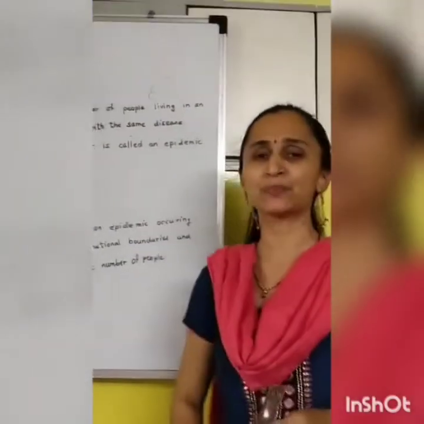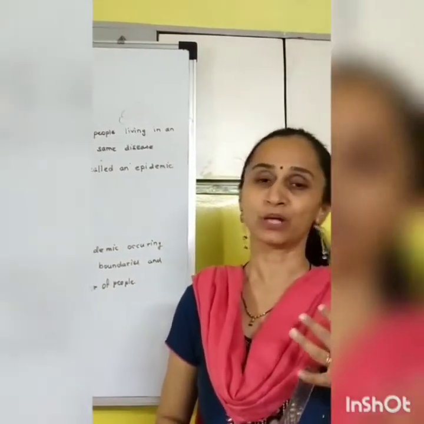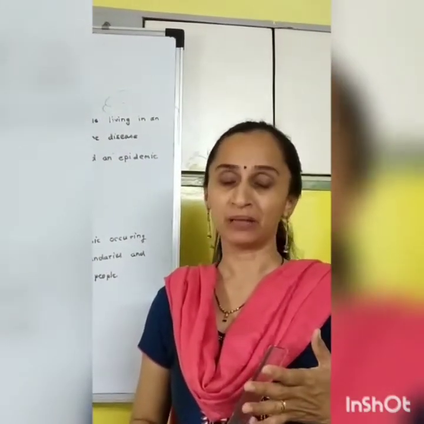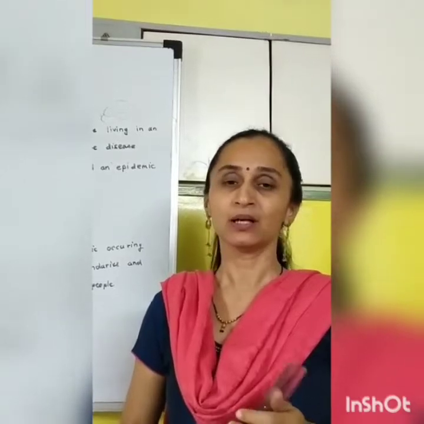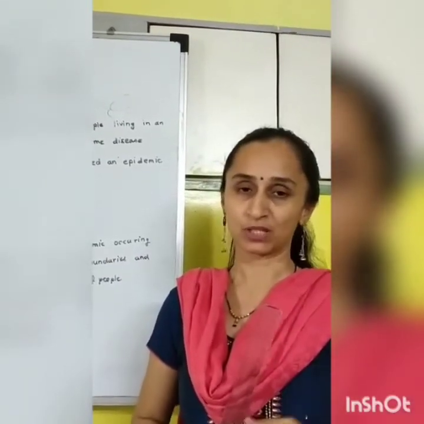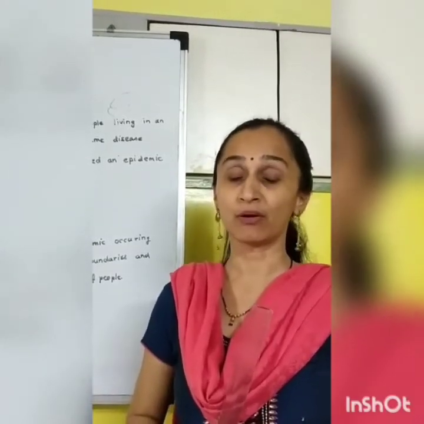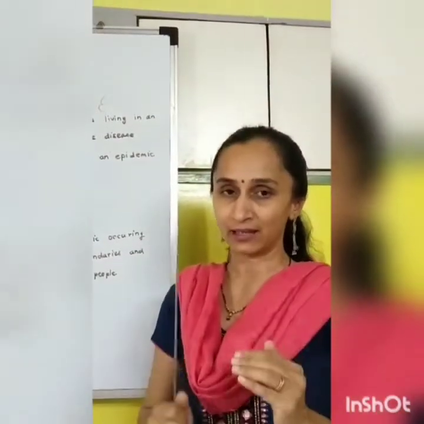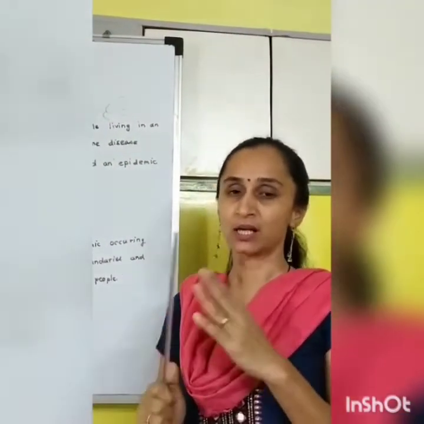So the different examples of epidemic are outbreak of cholera, outbreak of dengue and malaria, outbreak of plague. Now it is not there basically, but these are different examples of epidemics. Even Ebola virus, you must have heard few years back, it was Ebola virus, so it was an epidemic. So epidemic means when large number of people living in an area get affected with the same disease within a period of time.